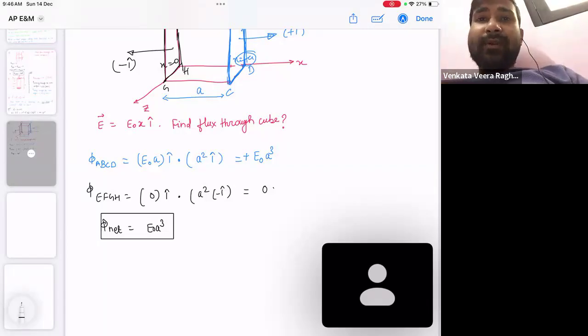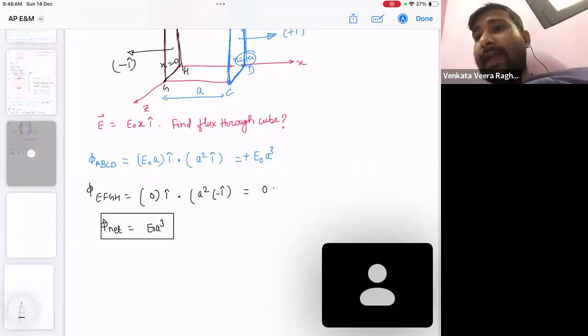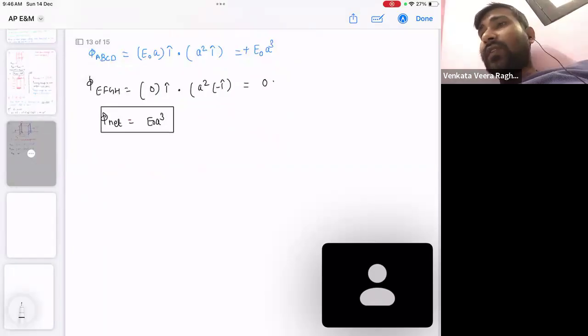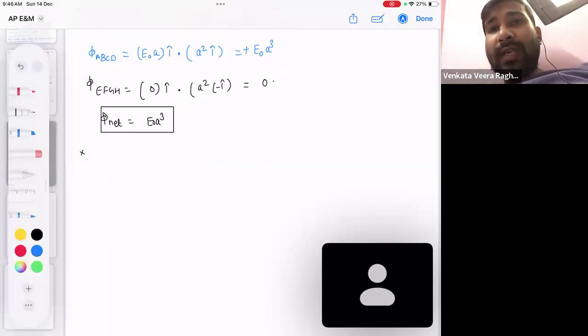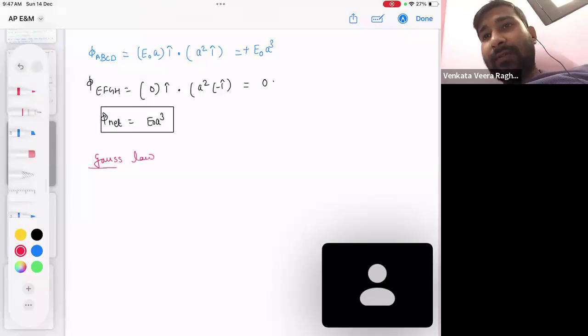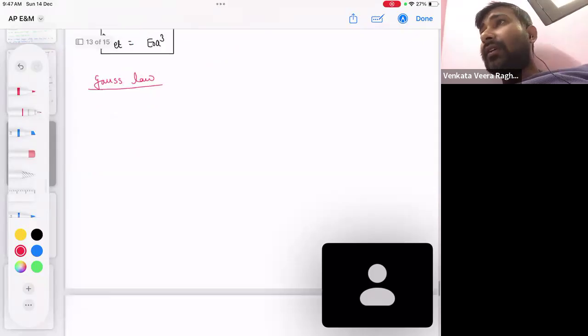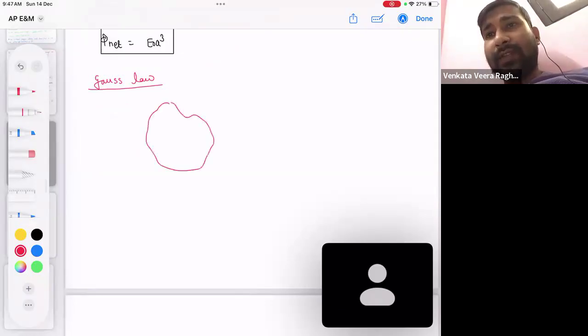But there is another method to calculate the electric flux, and that method is called Gauss law. For Gauss law, there is one important point we need to understand: Gauss law is only applicable for closed surfaces. With the help of Gauss law we are going to calculate the flux, but only for closed surfaces. Like, any closed surface is given to us.